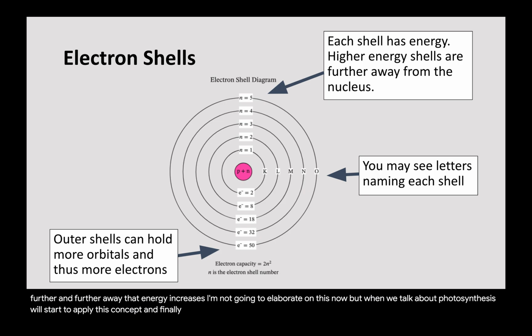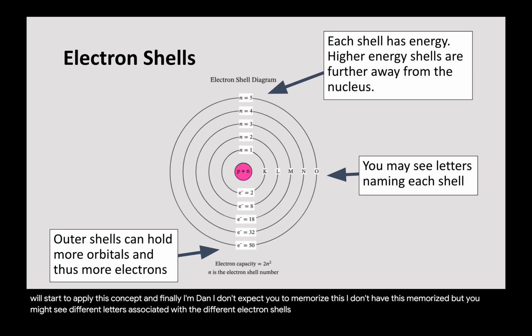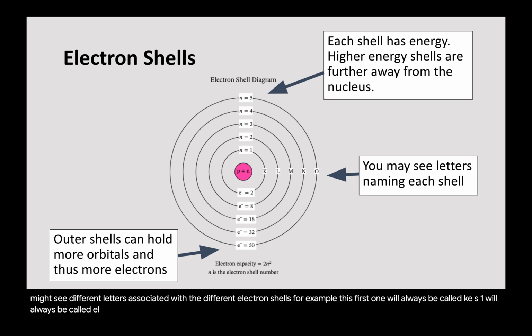And finally, again, I don't expect you to memorize this. I don't have this memorized, right? But you might see different letters associated with the different electron shells. For example, this first one will always be called K, second one will always be called L, all right? Just in case you see this on a diagram.